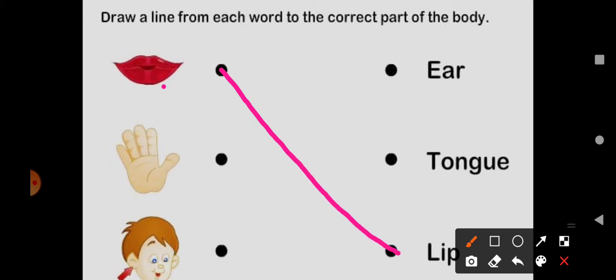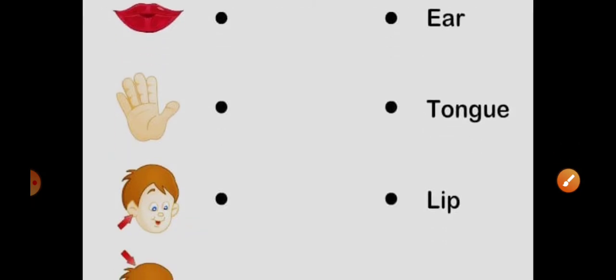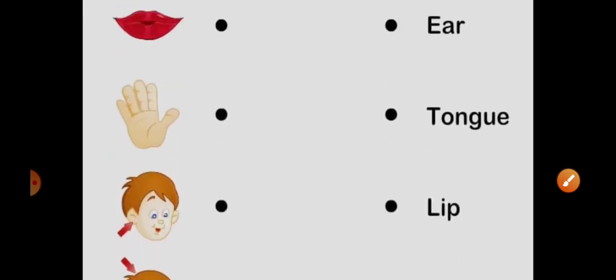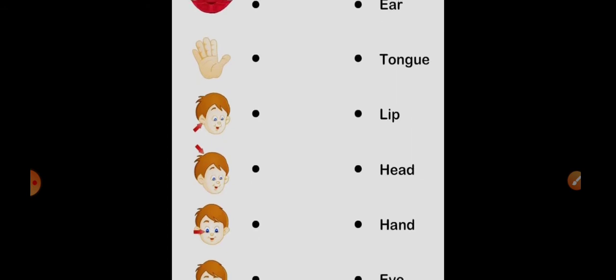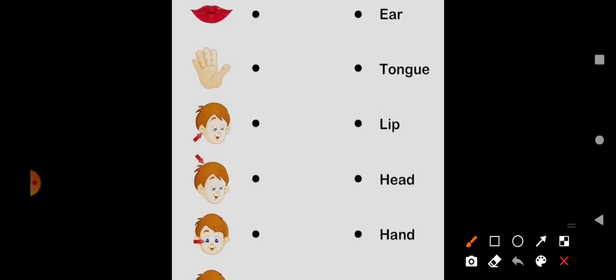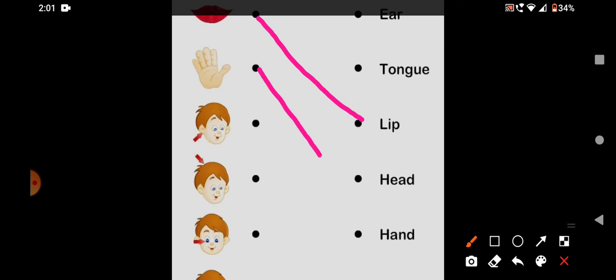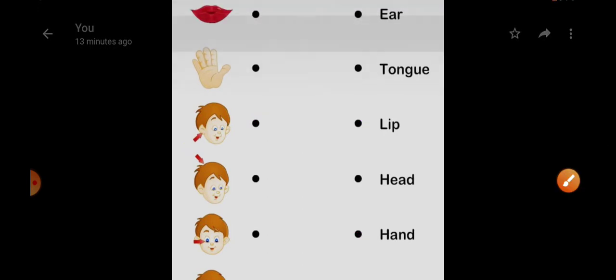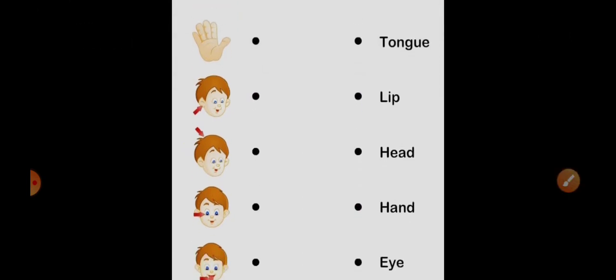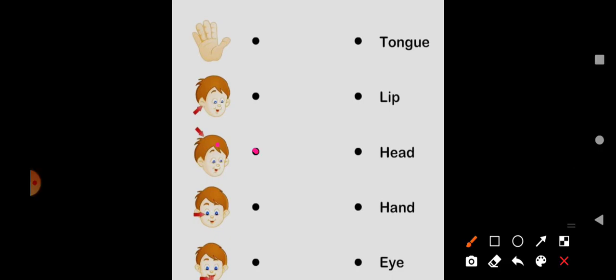Next one, what is this? What is the second picture? It is our hand, okay. H-A-N-D, hand. See, you can see the small arrow mark over here, right? It is pointing to the ear, E-A-R, ear, okay. And then what is this? Head, H-E-A-D, head. It is here only, the straight answer.